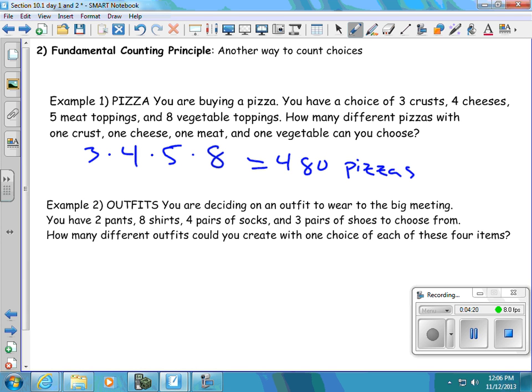And we're just going to choose 1 of each. Outfits. You're going to wear something to the meeting. You have 2 pants, 8 shirts, 4 pairs of socks, and 3 pairs of shoes to choose from. How many different outfits can you create?